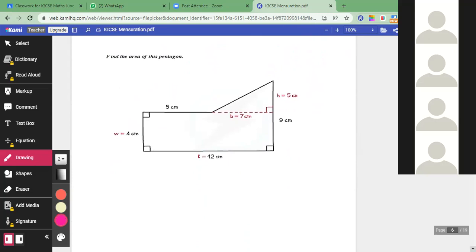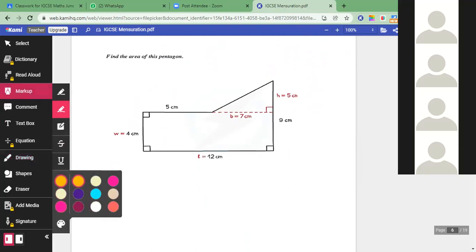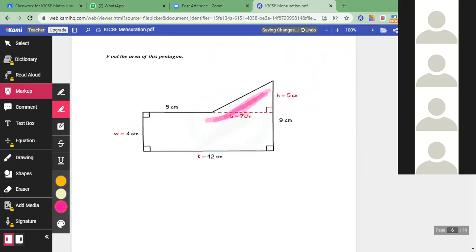In this problem, we need to find the area of the pentagon. And the pentagon is the whole shape. This is a pentagon. Try to highlight it here, all of it. Okay, we need to find the area of this shape. I give you 5 minutes. Try to find the answer.